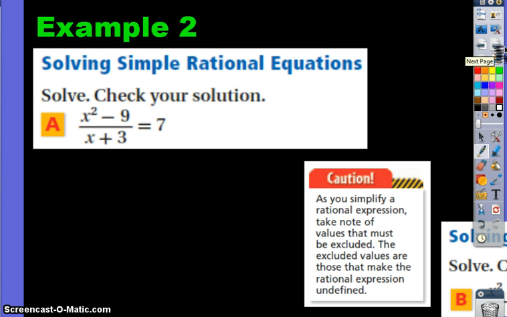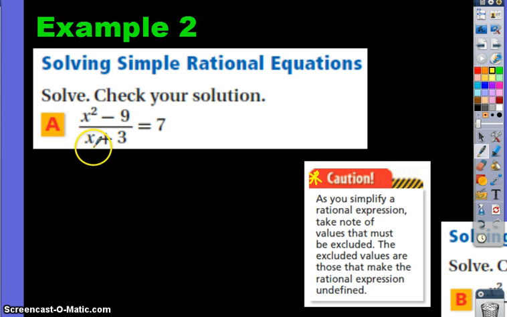Okay, one more example here. Example 2, solving simple rational expressions. Well, when we do this, we want to, of course, use the strategies we've learned in the last couple videos. We want to try to simplify if we can before we start going to try to solve it. And of course, there's also a little caution note right here that when we do this, we also want to make note of values that might make this be undefined. And so really quickly, let's go ahead and do that.